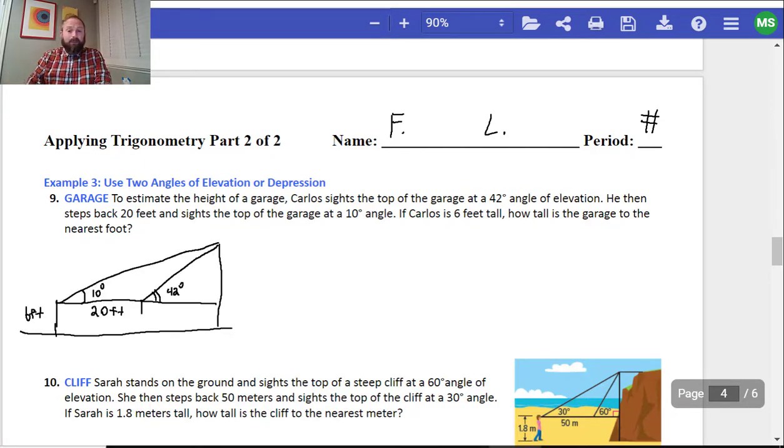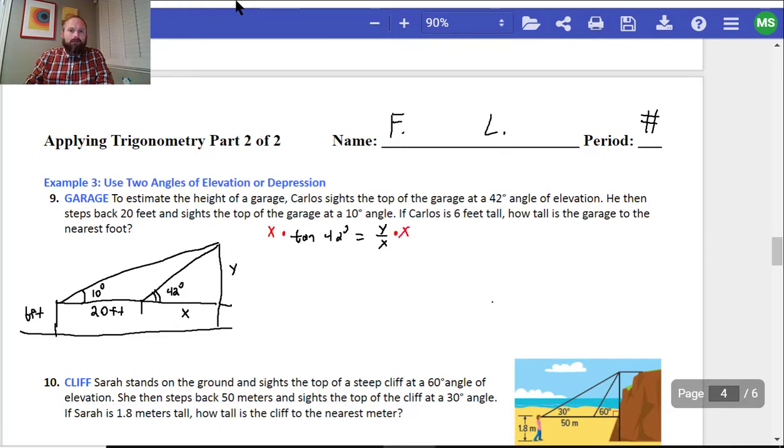Alright, so here we go. So we have two unknowns right here. Let's call this height of the garage, y. Let's call this x. Alright, so what we can understand is the tangent of 42 degrees will equal the opposite over the adjacent. So this y over x. So what we're going to do is we're going to solve for one of our variables. So we're going to multiply by x on both sides.